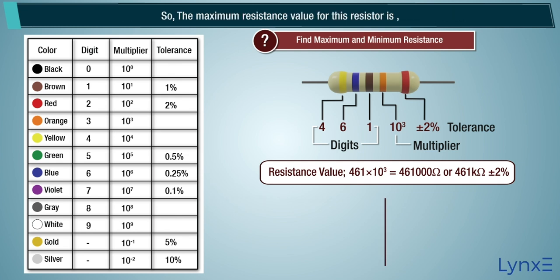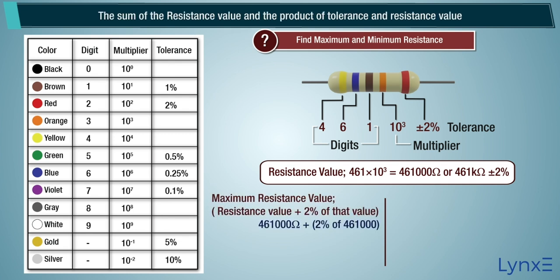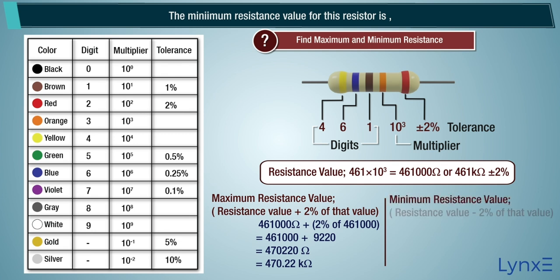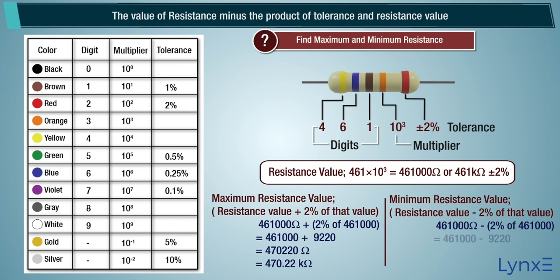So, the maximum resistance value for this resistor is the sum of the value and the product of tolerance and the resistance value. The minimum resistance value for this resistor is the value of resistance minus the product of tolerance and the resistance value.